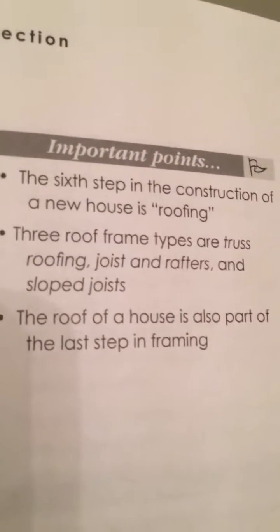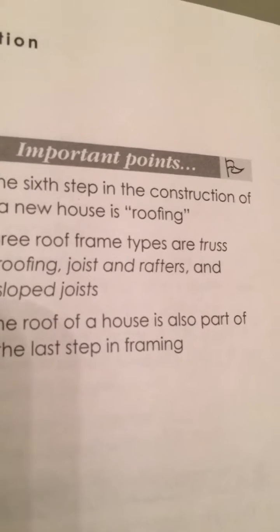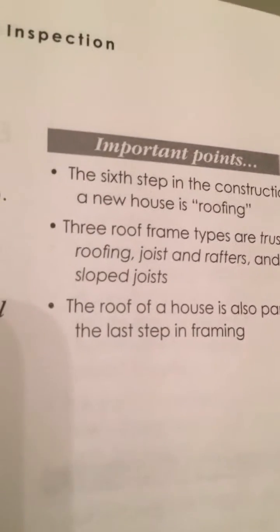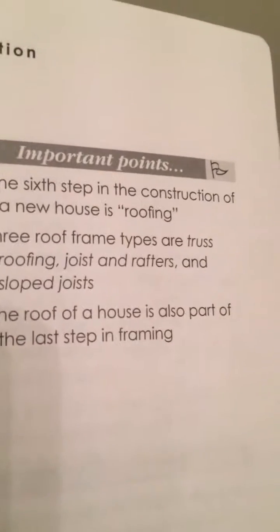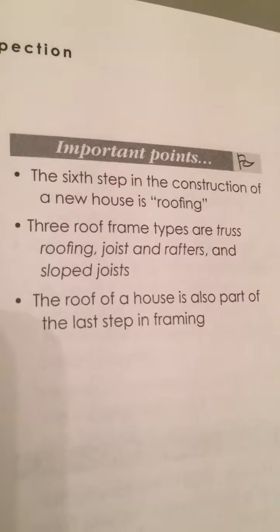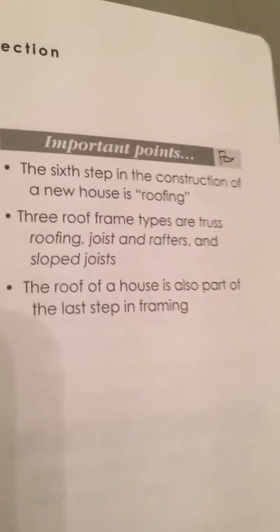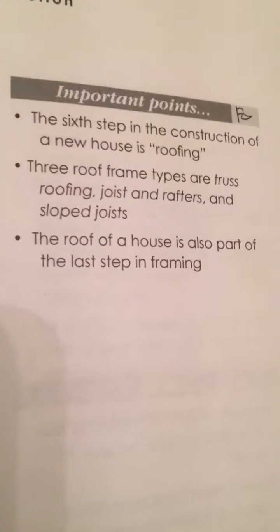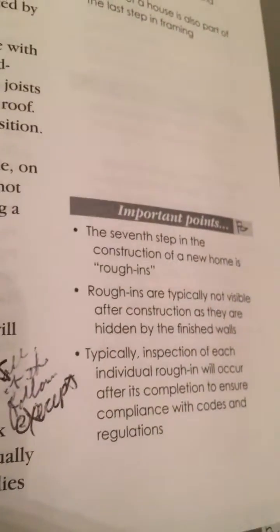Important points. The sixth step in the construction of a new house is roofing. Three roof frame types are truss roofing, joists and rafters, and sloped joists. The roof of a house is also part of the last step in framing.